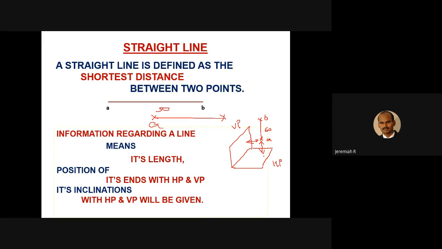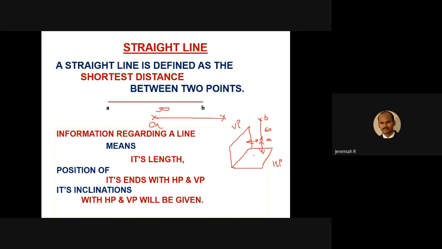There is one more thing. This is above HP, and this is in front of VP. The distance is required, otherwise we cannot solve the problem. So we need the length of the line, and for the ends, how much distance from HP and VP. In front of VP, how much distance? Above HP, what is the distance? Like that, distance is also required.